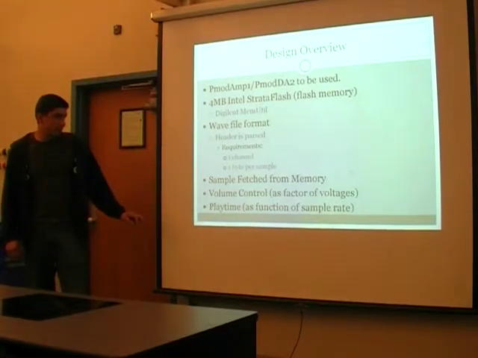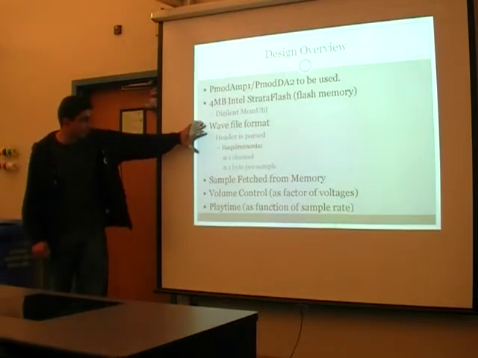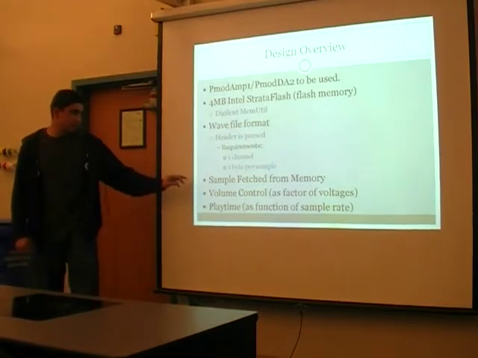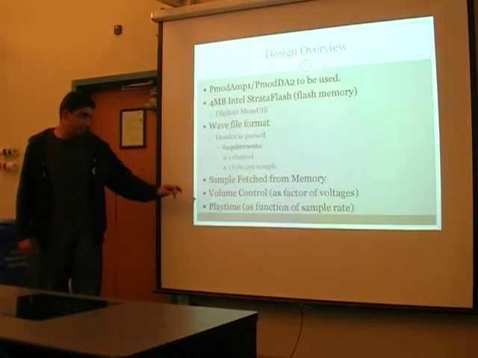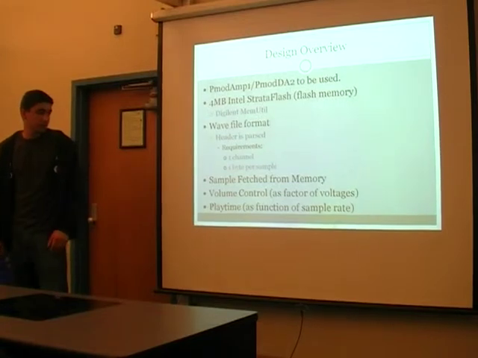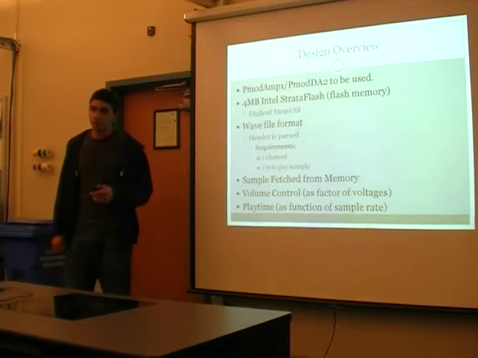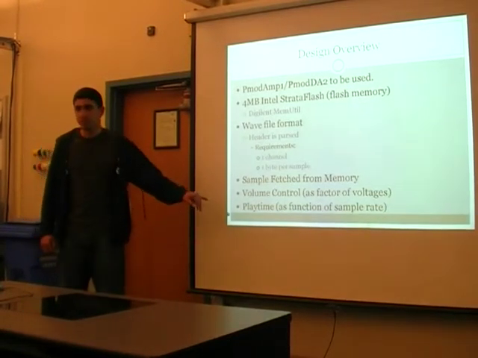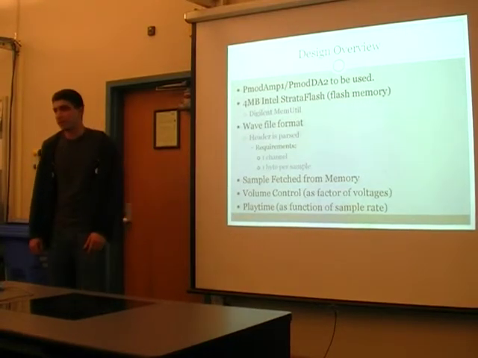Then we fetch a sample from memory. This part is software, and this part is hardware. The software samples at the correct sample rate, and volume control is implemented as a factor of the voltage values from each sample. They're just multiplied by different values. That's how you get louder and softer sound. And for the playtime, since we're using different sample rates, it needs to be calculated as a function of the sample rate to be accurate.